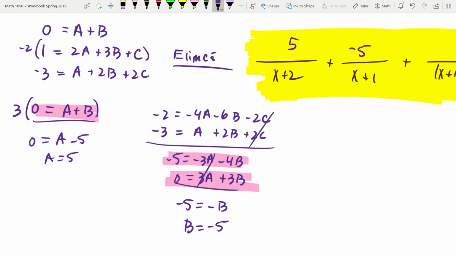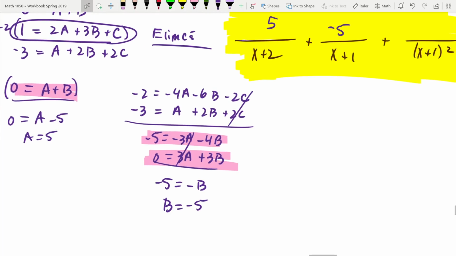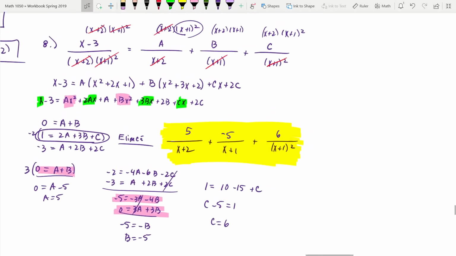I'm going to go up to the top. I'm going to choose the one that I think is the easiest. To me it looks like that. So I have 1 equals 2 times a, that's 2 times 5 is 10. 3 times b, that's 3 times negative 5, which is a negative 15, plus c. So that's c minus 5 equals 1. Pull it over. C equals 6. There's your answer. You guys, this is checkable.